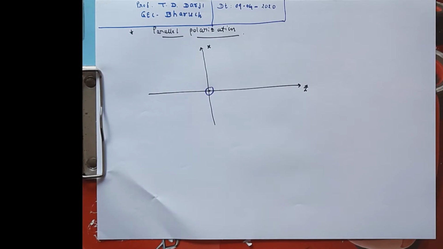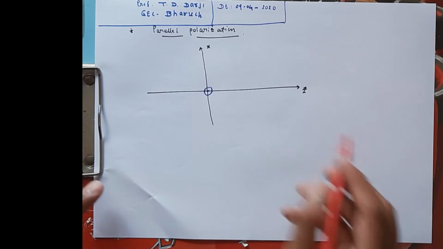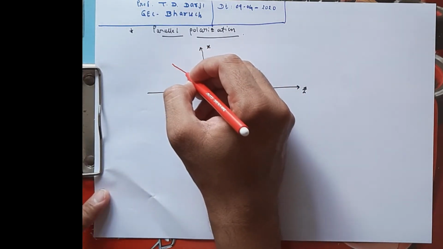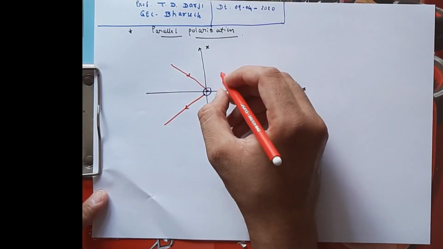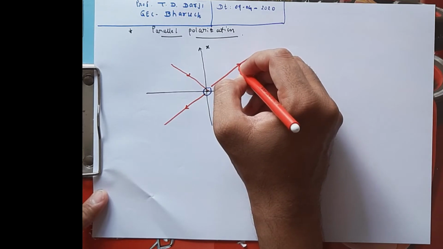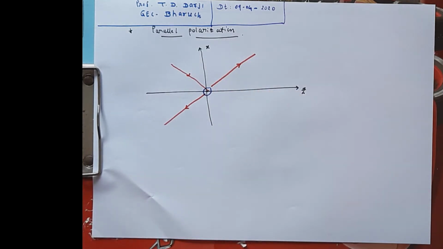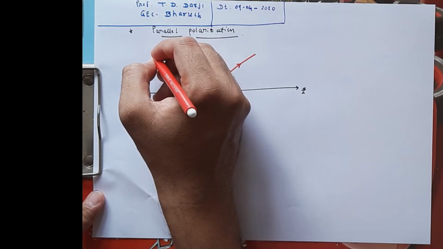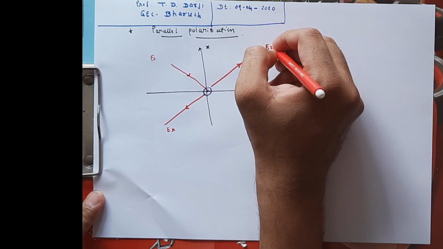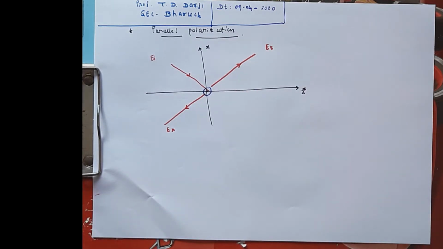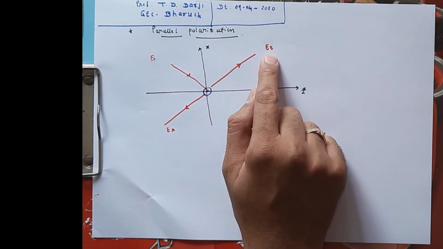Now we discuss oblique incidence. Which one is the incident wave? This one is my incident wave. This one is a reflected wave, and some portion is transmitted, so it's a transmitted wave. In simple words, it is the incident wave, reflected wave, and transmitted electric wave. We just focus on the electric wave. We will do the similar calculation for the magnetic wave also. Clear? So incident, reflected, and transmitted wave.